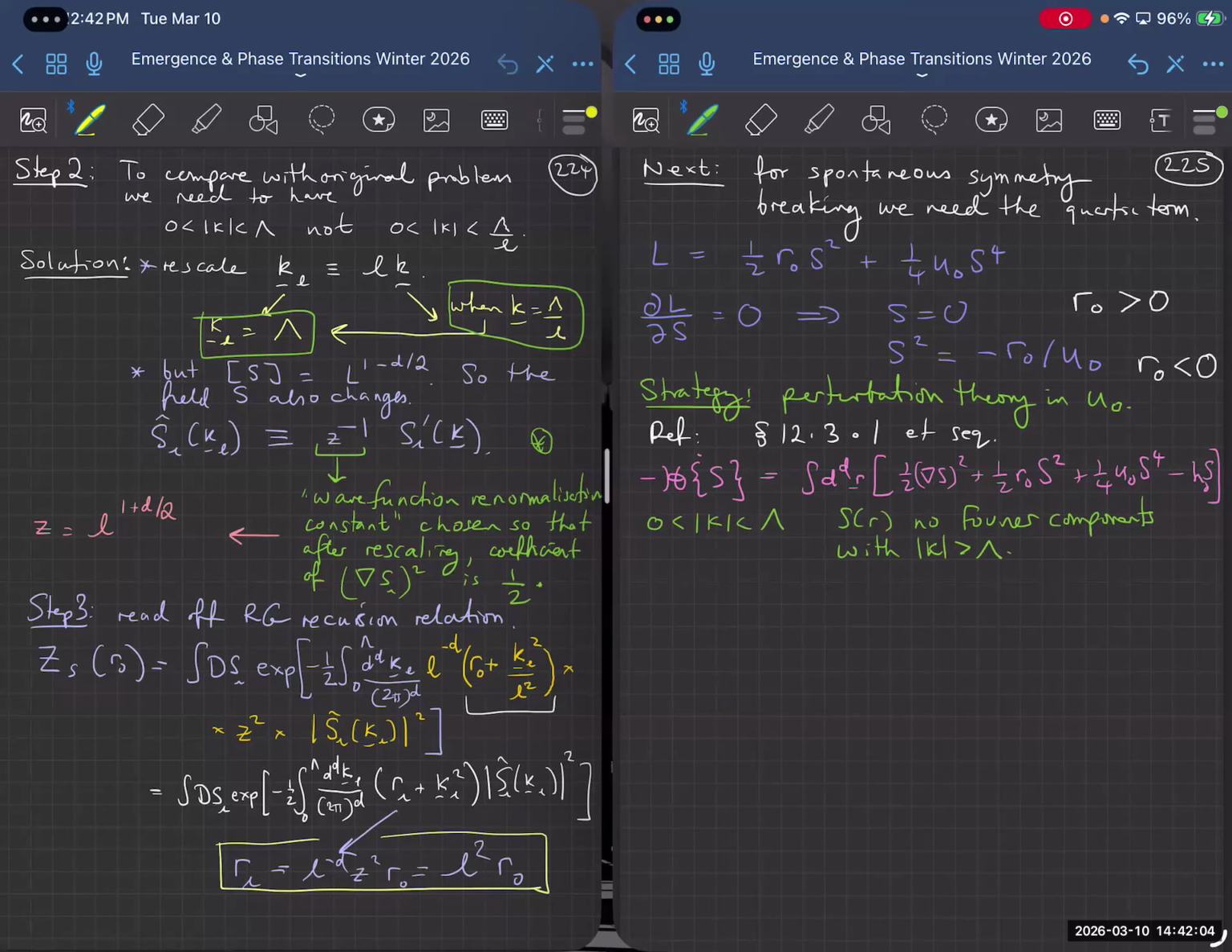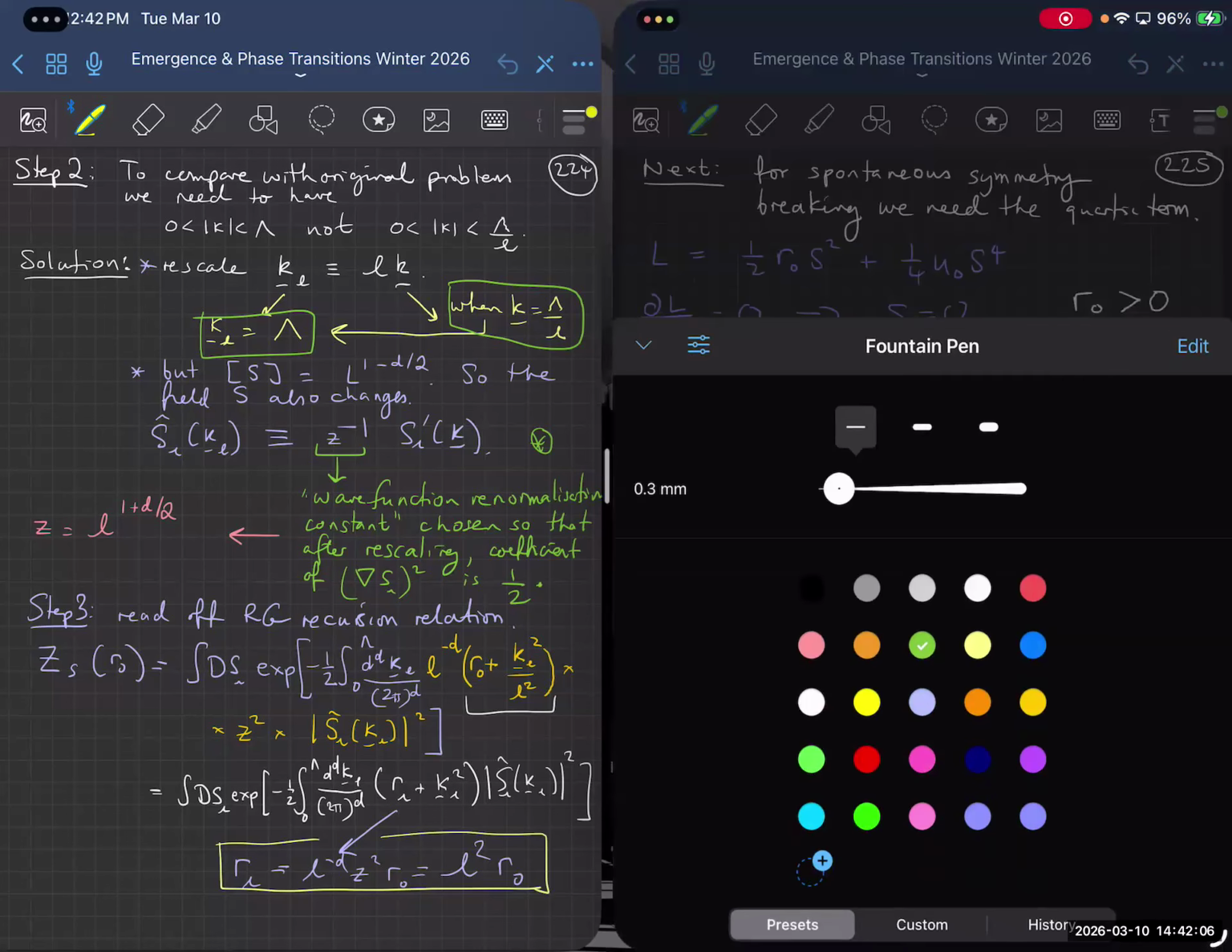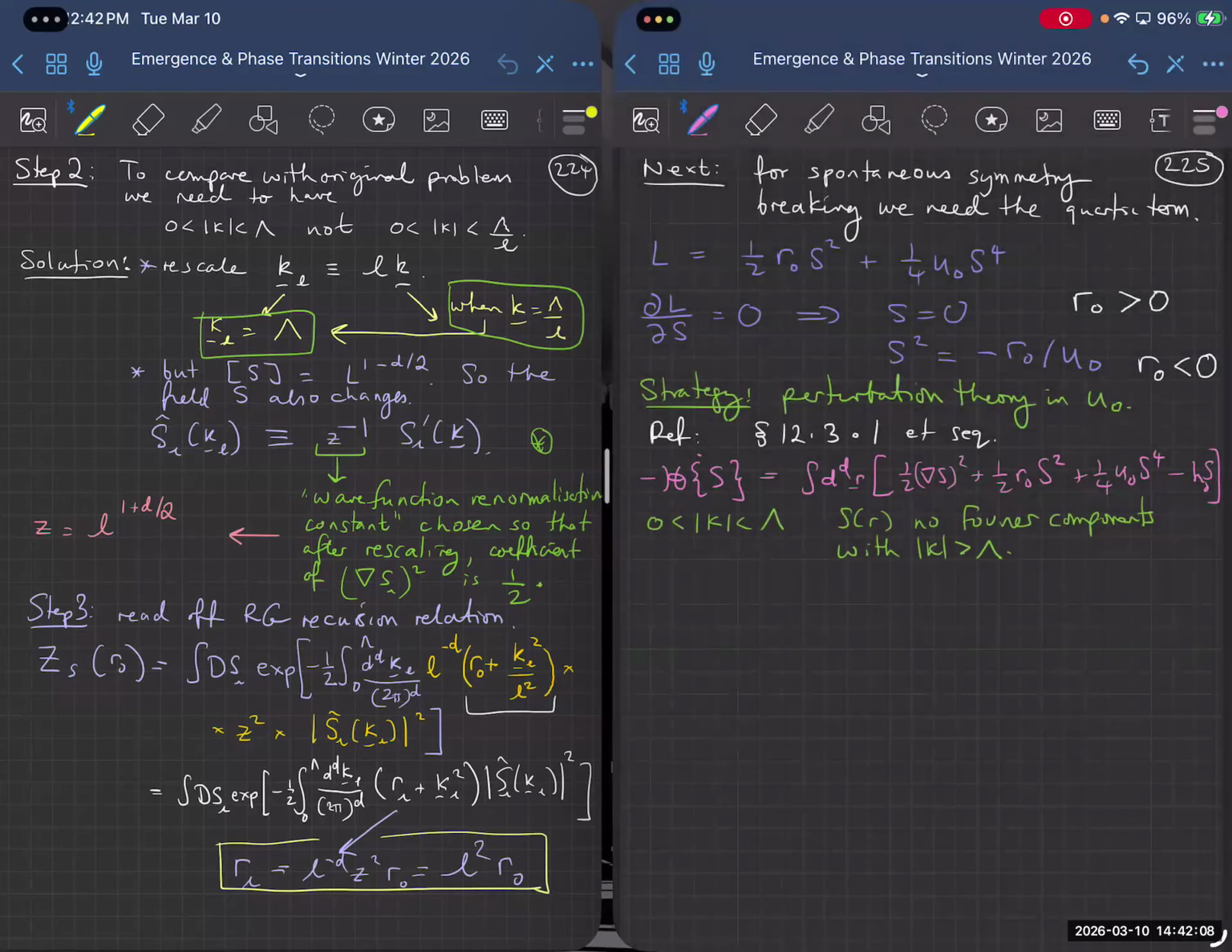Like that. I'm going to introduce a notation that we're going to desperately need. When I write down this integral, that's shorthand for the integral from 0 to Lambda of d^d k over (2 pi)^d. So that's how I'm defining that.